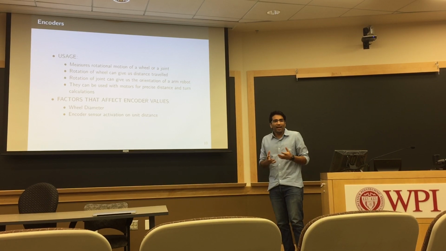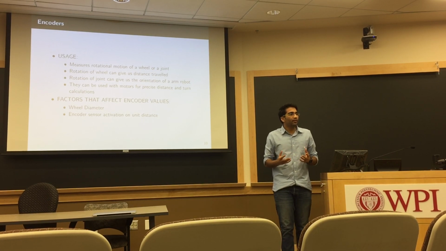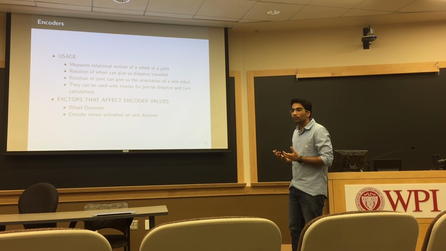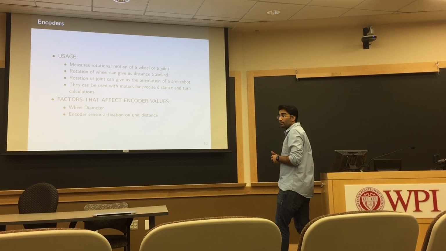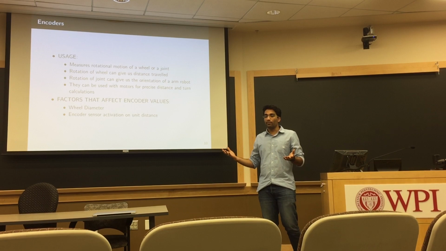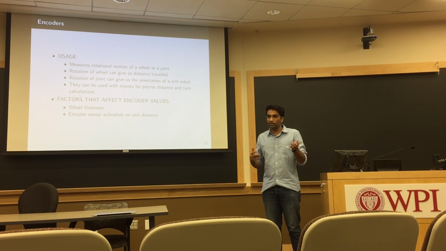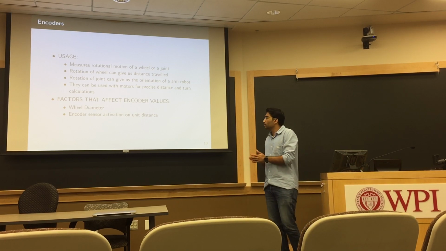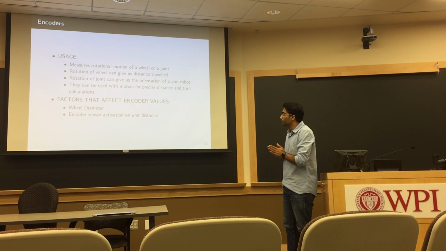Now, what are the factors that affect wheel encoders? How does the count of the wheel encoders differ? There are two major things. One is the diameter of the wheel. All wheels have different diameters, right? You don't see the same wheel that you use in a toy car and in your car, right? Obviously. So the first is the wheel diameter.